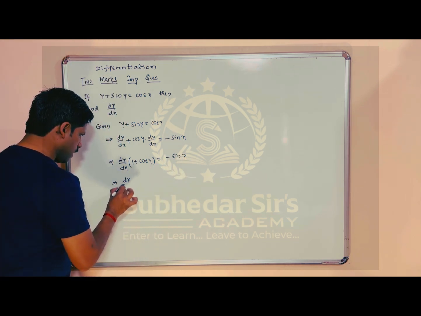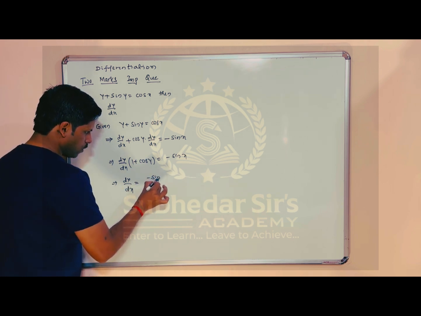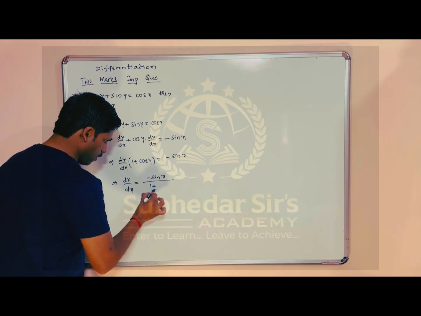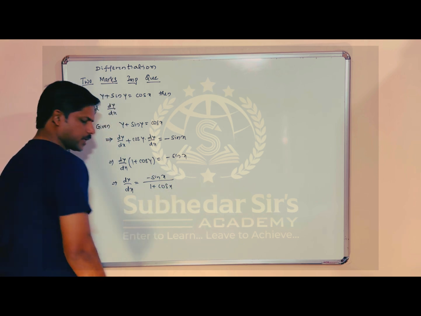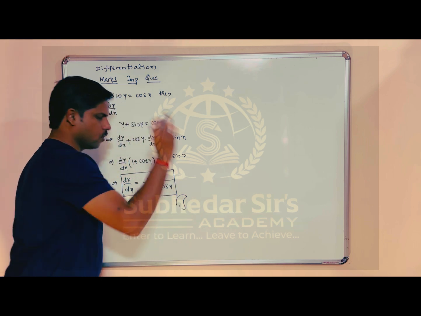Then here we have to find dy by dx, right? So dy by dx is equal to minus sin x divided by 1 plus cos y. So which is a required solution. Note it down.